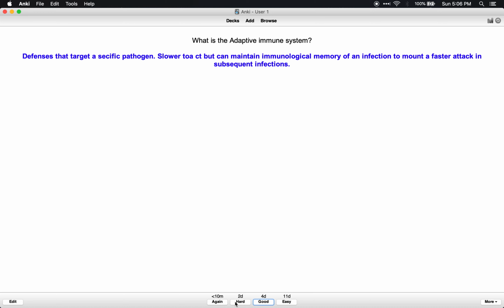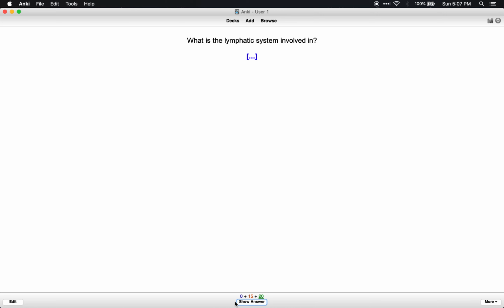It describes defenses that target a specific pathogen, so it can maintain a memory of the infection to fast track subsequent infections. What is the lymphatic system involved in?